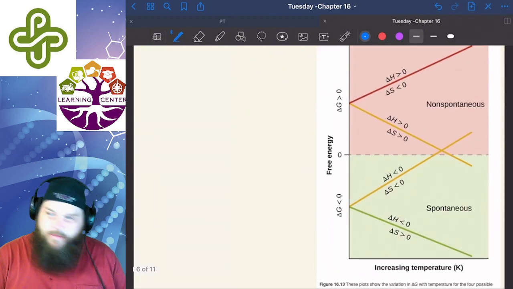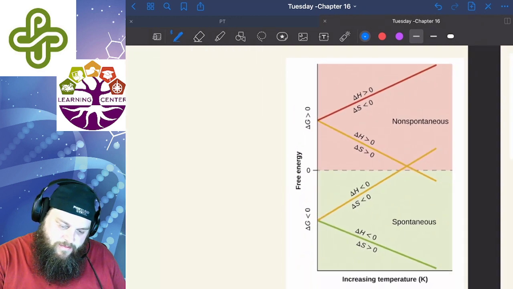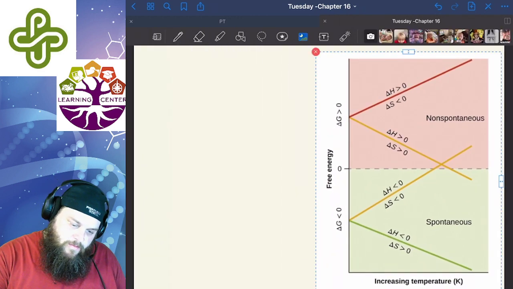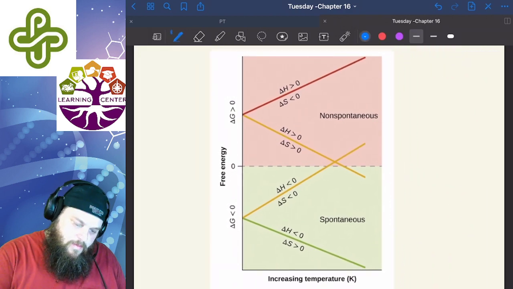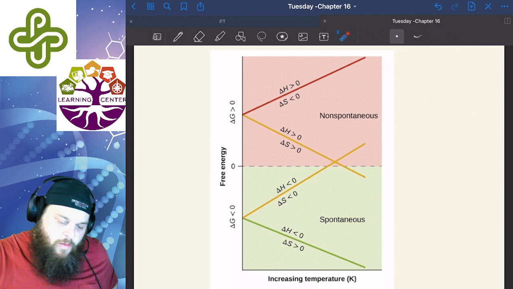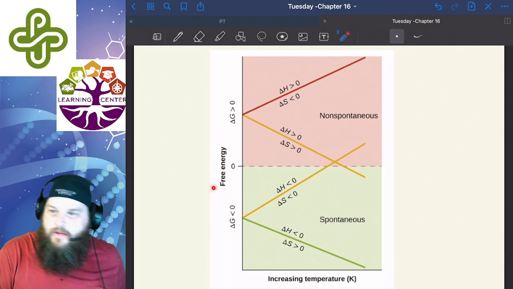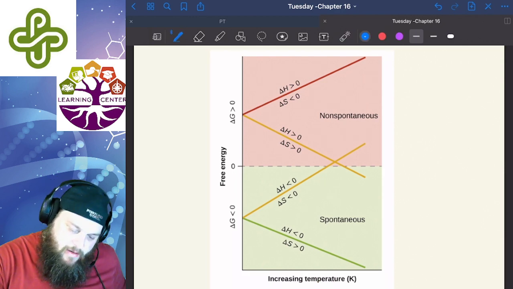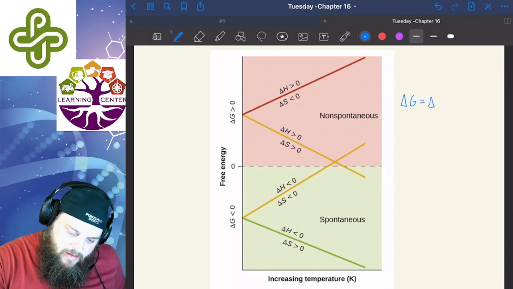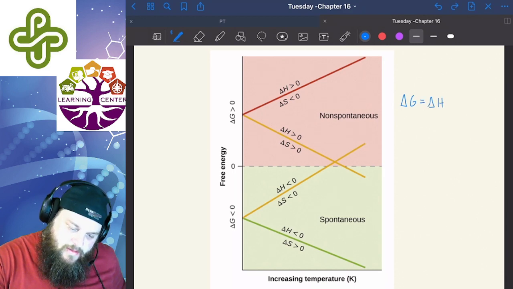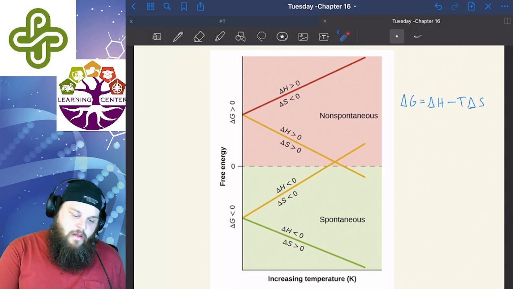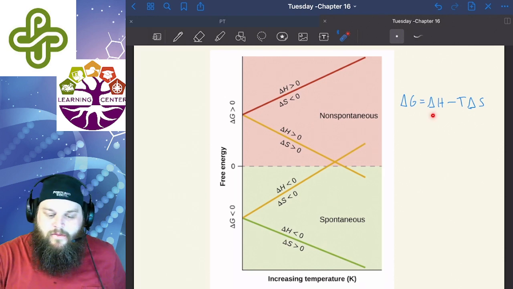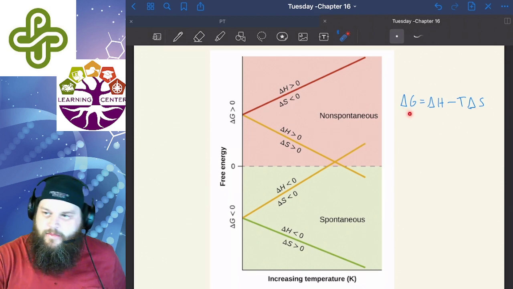So one thing I like to point out is this graph down here, this little chart. Let's see if we can move it. So in this chart, what we have is the Gibbs free energy on the left side and the increasing temperature on the right side. And based on this equation, and I'll rewrite it here, delta G is equal to delta H minus T delta S, we can see how the relationships of delta H, the change in enthalpy, and the change in entropy affect the change in Gibbs free energy.